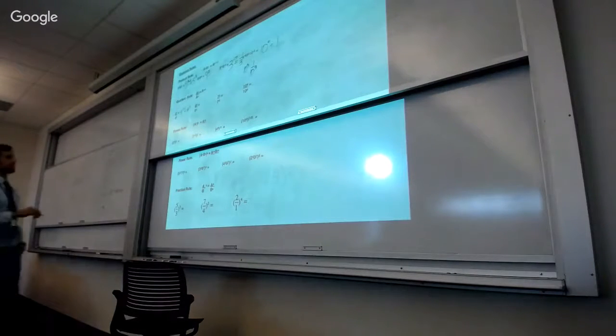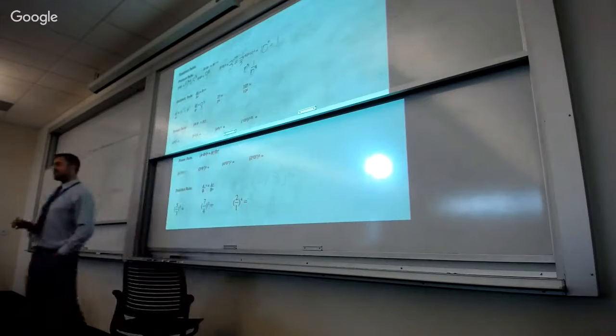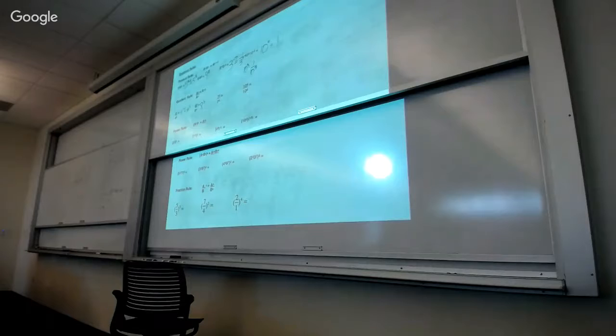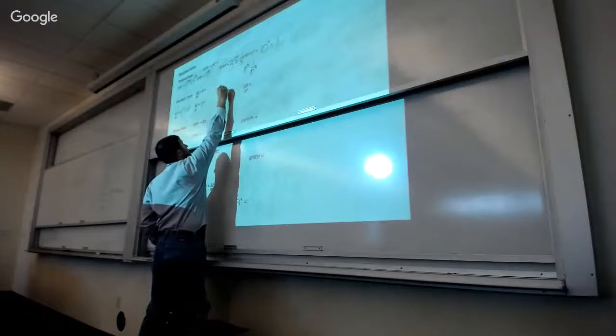Yeah, 8 to the 5th. Exactly right, because 9 minus 4 is 5, so 8 to the 5th. And what would 7 to the 3rd divided by 7 to the 5th be, Sarah? 7 to the negative 2.